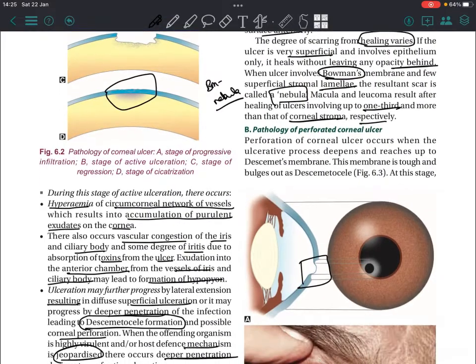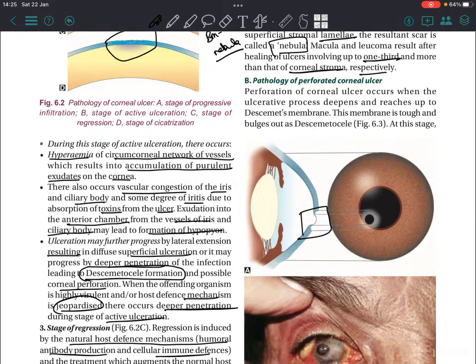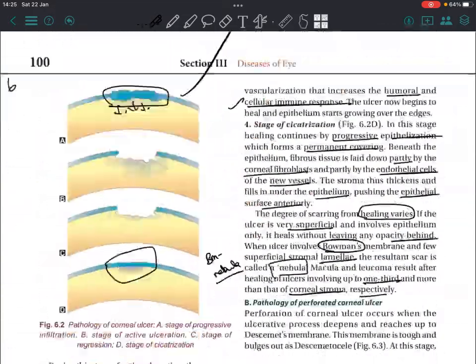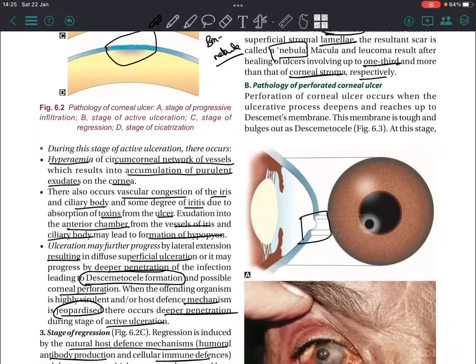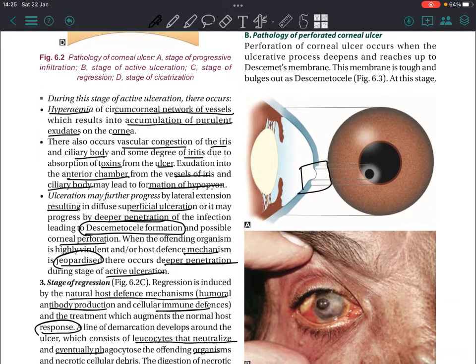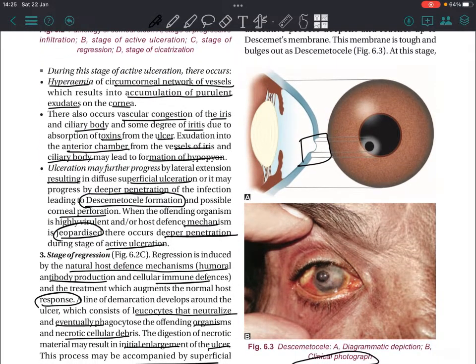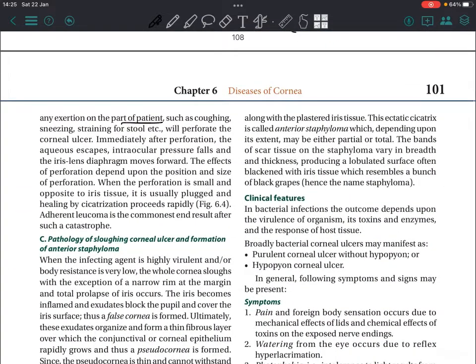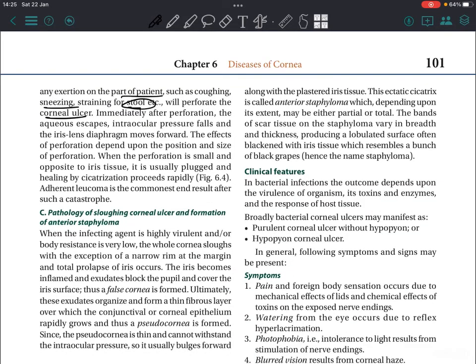Pathology of perforated corneal ulcer. Perforation of a corneal ulcer occurs when the ulcerative process deepens and reaches up to Descemet's membrane, which bulges out as a descemetocele. At this stage, any exertion on the part of the patient, such as coughing, sneezing, or straining at stool, will perforate the corneal ulcer. Immediately after perforation, the aqueous escapes, intraocular pressure falls, and the iris-lens diaphragm moves forward.